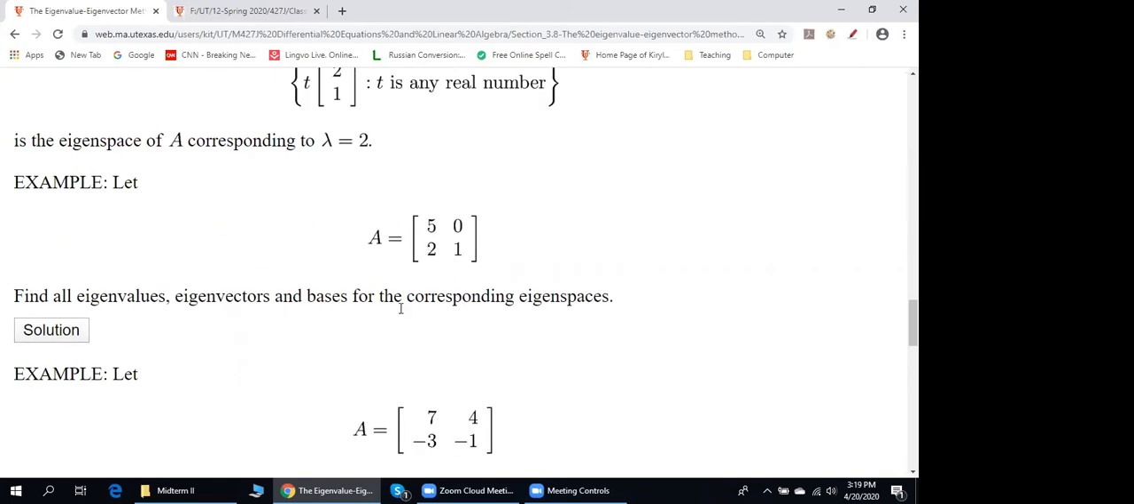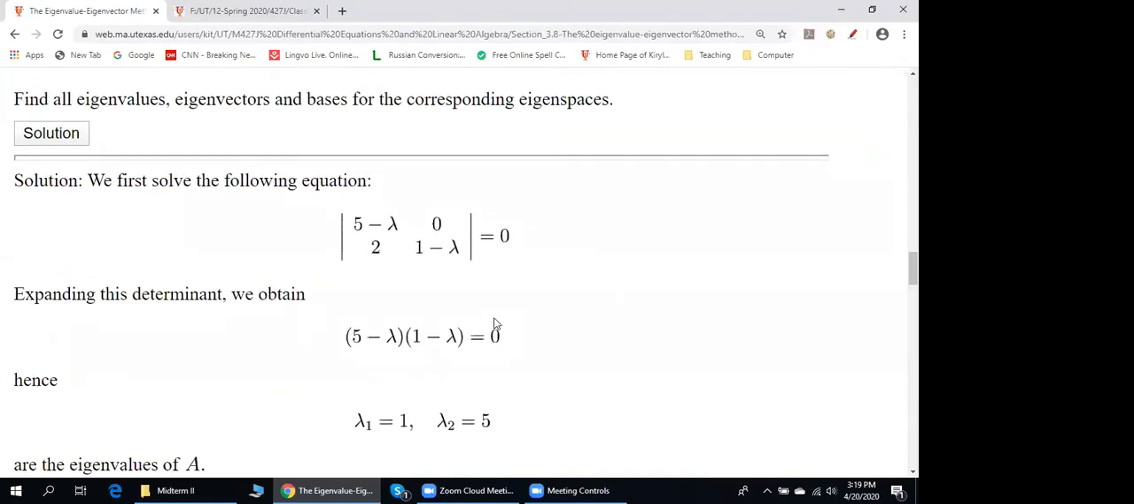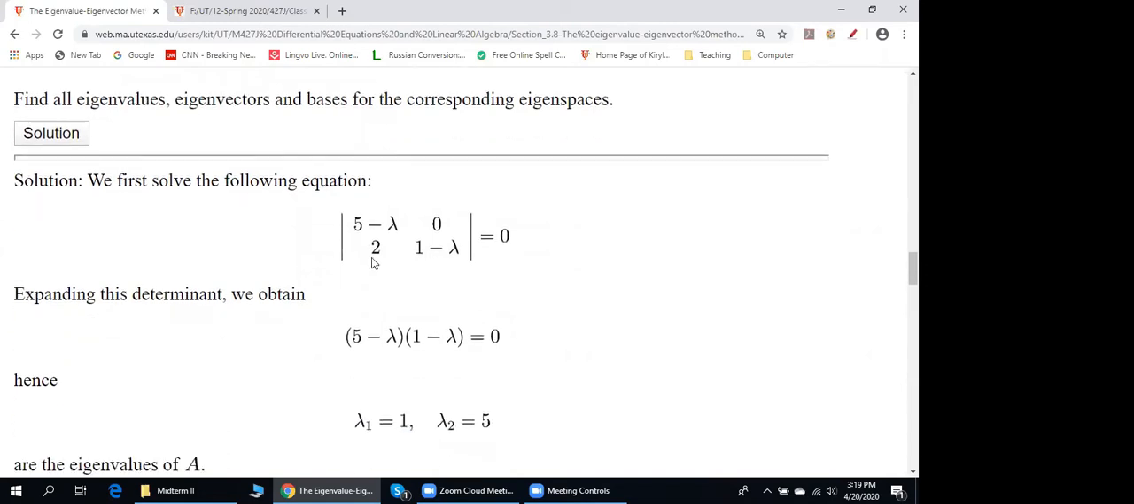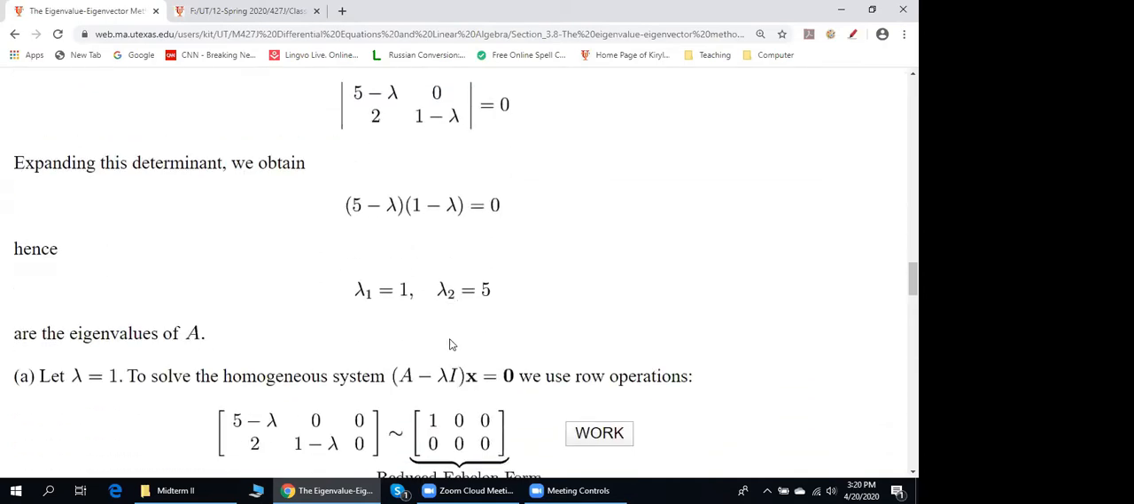Here is another example. We have a matrix, and we want to find all eigenvalues, eigenvectors, and bases for the corresponding eigenspaces. So we apply the standard procedure. Step 1, find eigenvalues. We write down the characteristic equation. We rewrite the determinant as the characteristic polynomial (5 minus lambda)(1 minus lambda). And we see that our characteristic polynomial has the following roots, 1 and 5.